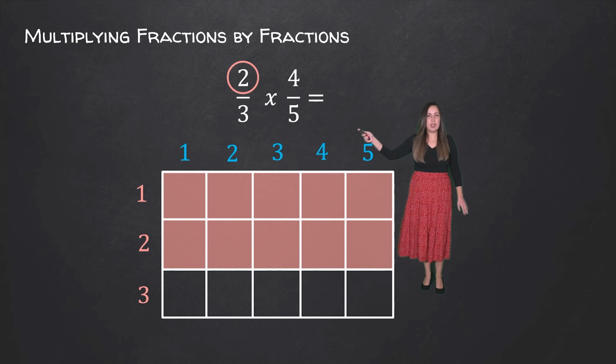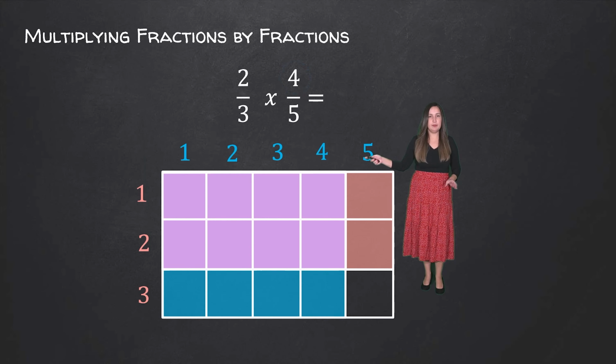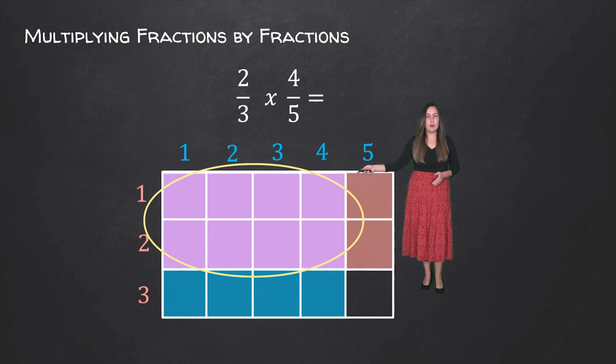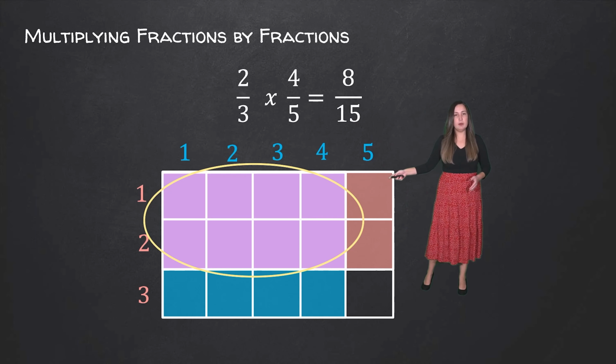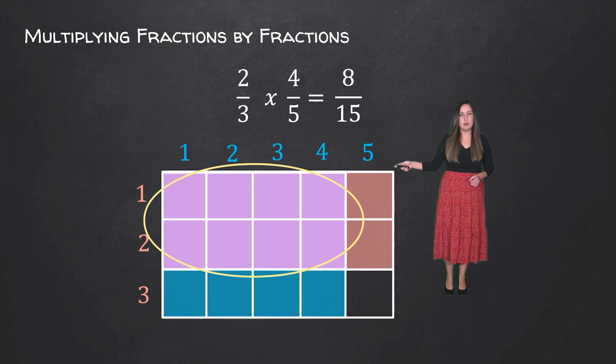Then looking at our second fraction, we're going to shade in 4 parts, but this time we're going to shade them vertically. And here in purple, we could see where the shading for both intersect, and that would help us come up with our solution. So here in purple, we have 8 parts shaded from both, and then now we have 15 parts in total. So this rectangle has a total of 15 parts. So our answer is 8 out of 15.